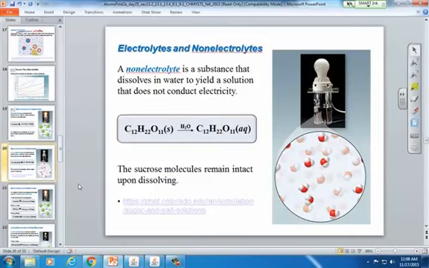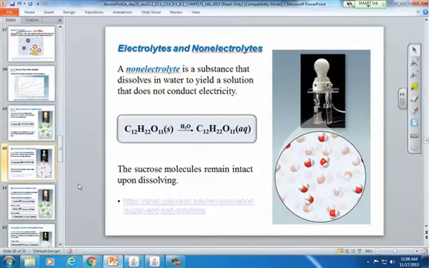The molecules will separate from one another, but the molecule itself won't break apart into pieces. So initially in the solid, I'll have these sugar molecules packed together, attracting one another through hydrogen bonds. When I dissolve that in water, the sugar molecules separate, but the sugar molecules remain intact. They don't break apart as individual molecules. And so the sugar just doesn't form any charges. So when I connect the same setup, I can't conduct any electricity through the solution.